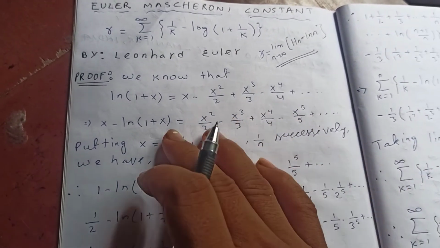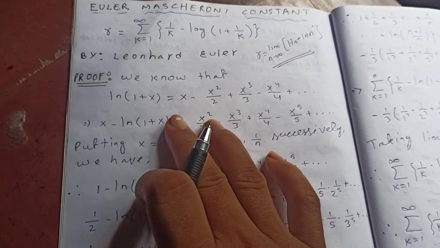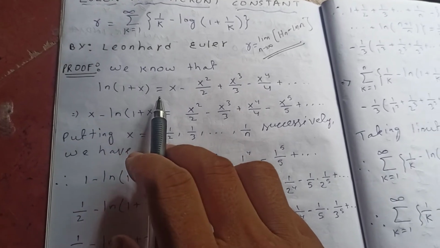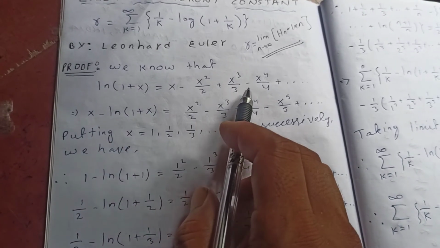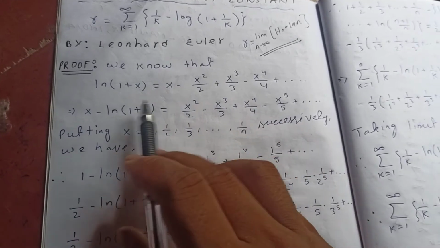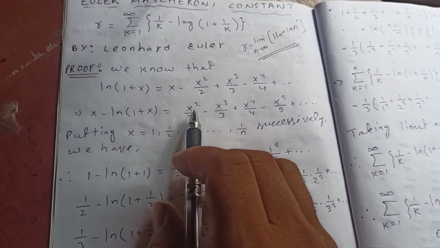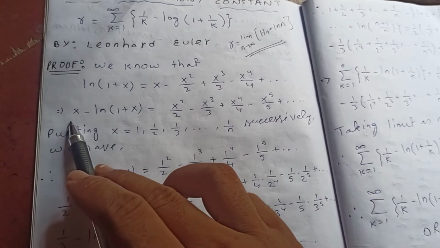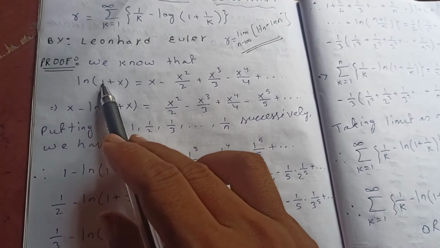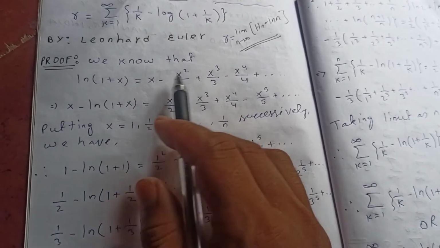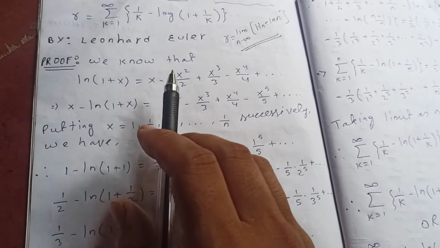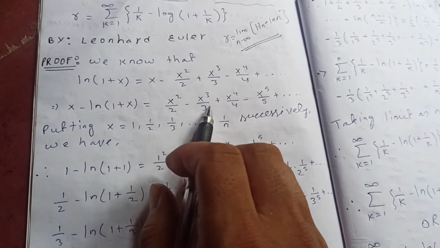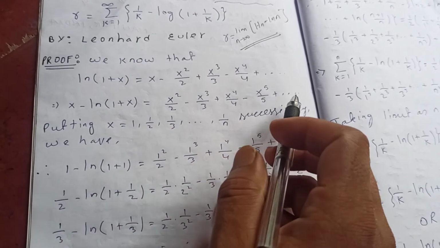What we did earlier, we are going to prove in that way. Now we know that log of 1 plus x is x minus x squared by 2 plus x cubed by 3 minus x to the 4 by 4 and so on. This is the natural log, and you can see the proof for this one. So now transfer the log to the right hand side and all this to the left hand side, and you get x minus log 1 plus x is x squared by 2 minus x cubed by 3 plus x to the 4 by 4 minus x to the 5 by 5 and so on.